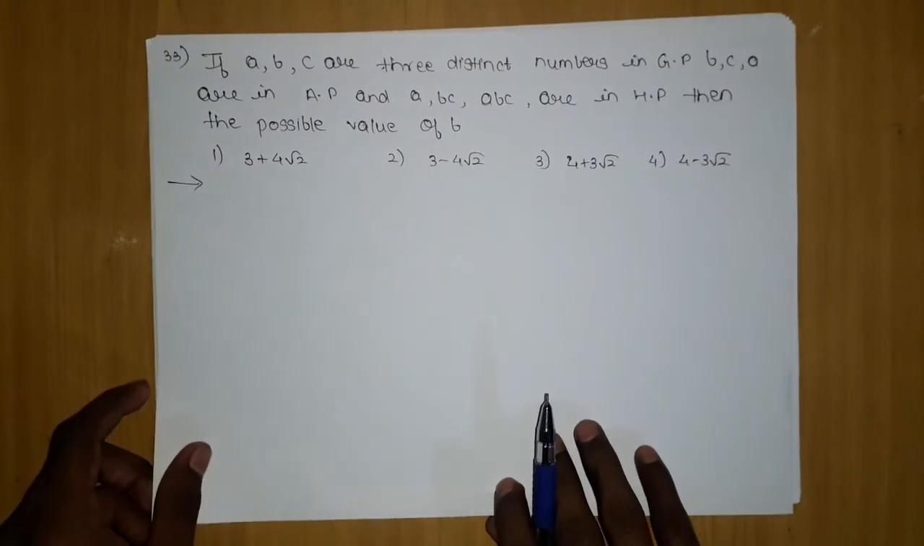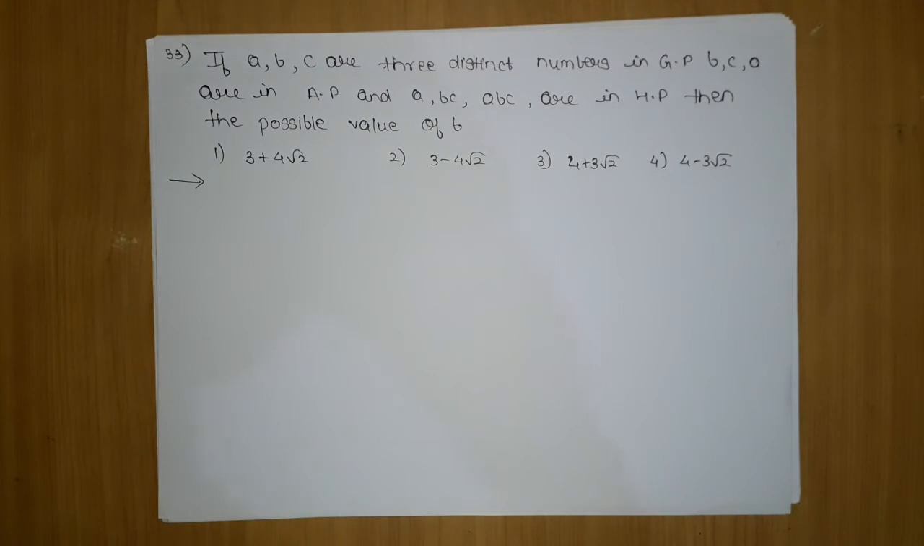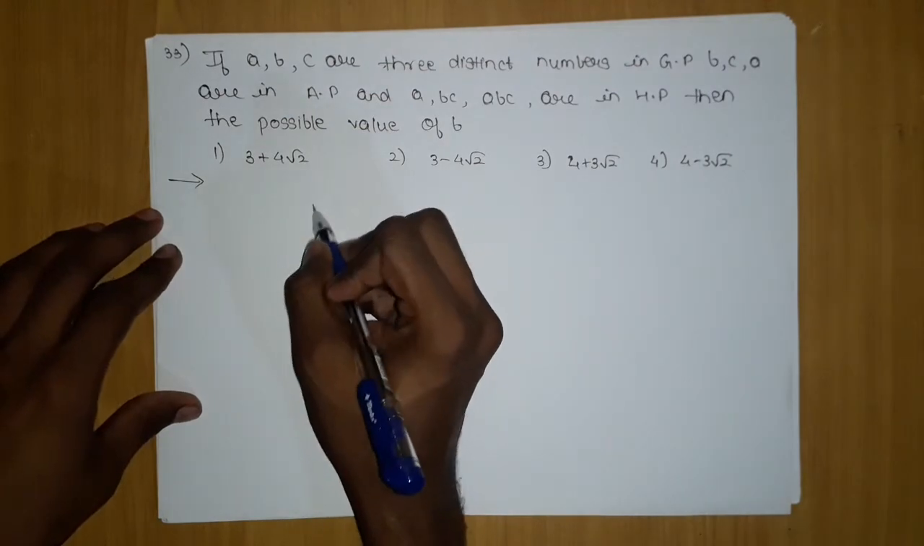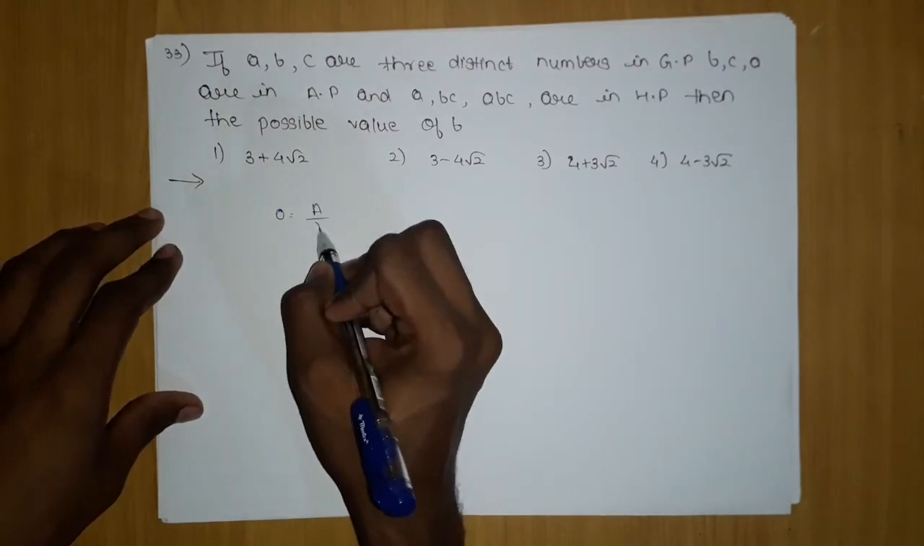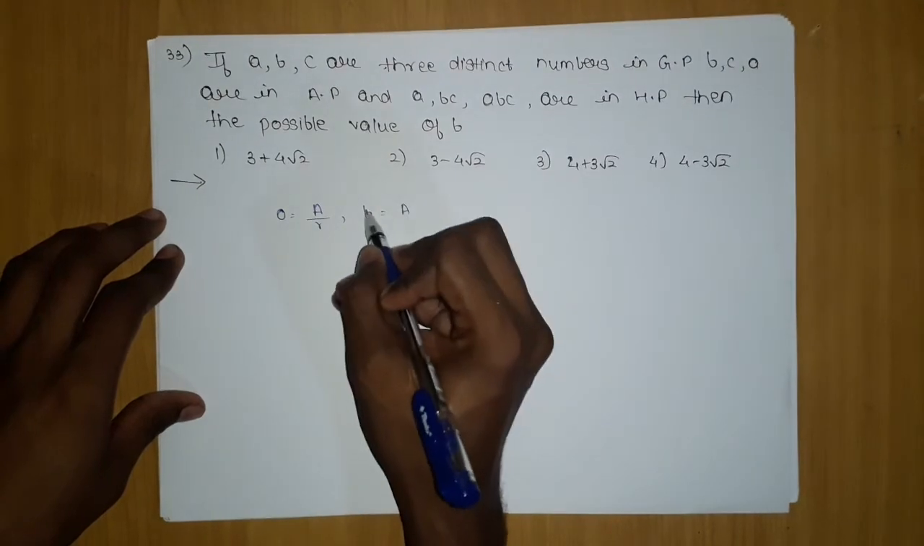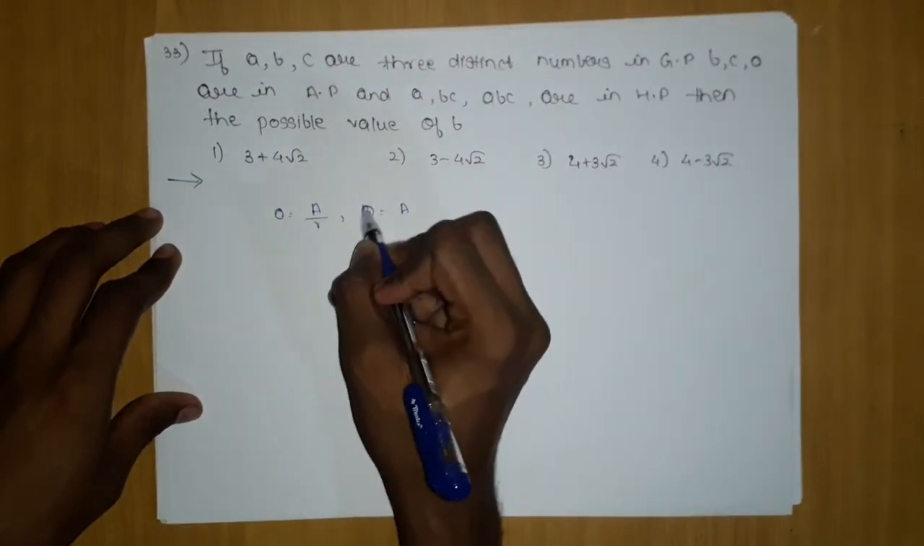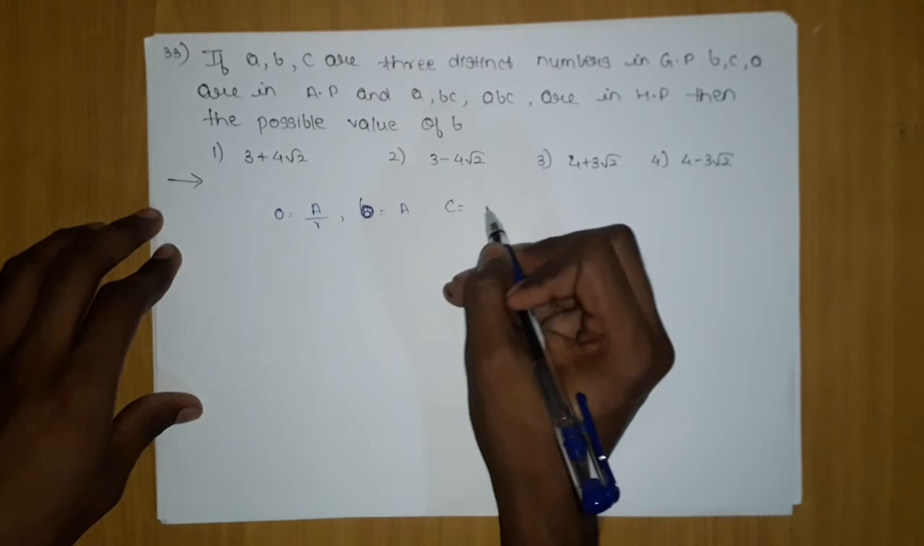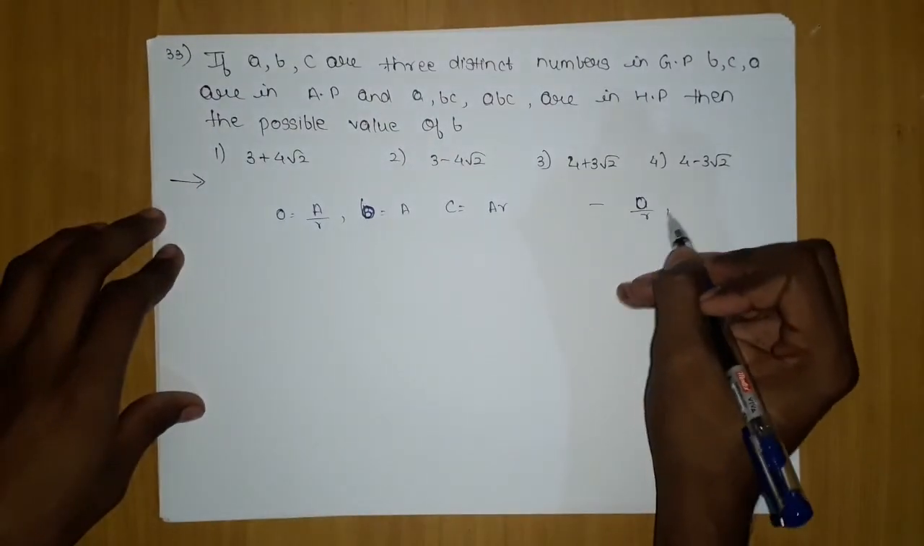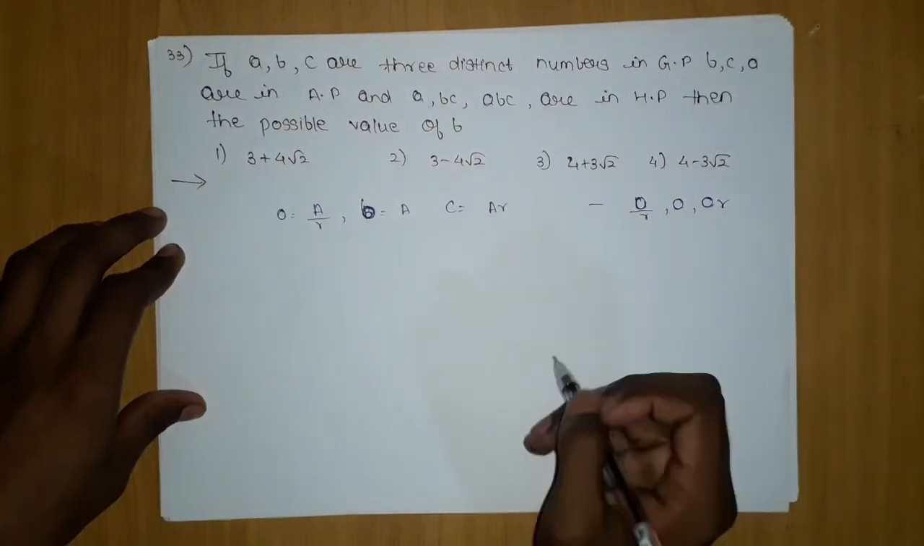Now let's check the 33rd. If a, b, c are three distinct numbers in GP, b, c, a are in AP, and a, bc, abc are in HP, then the possible value of b is what? Now here, since the numbers are in GP, I will take a by r, a and ar. That is the thing which is taught to children.